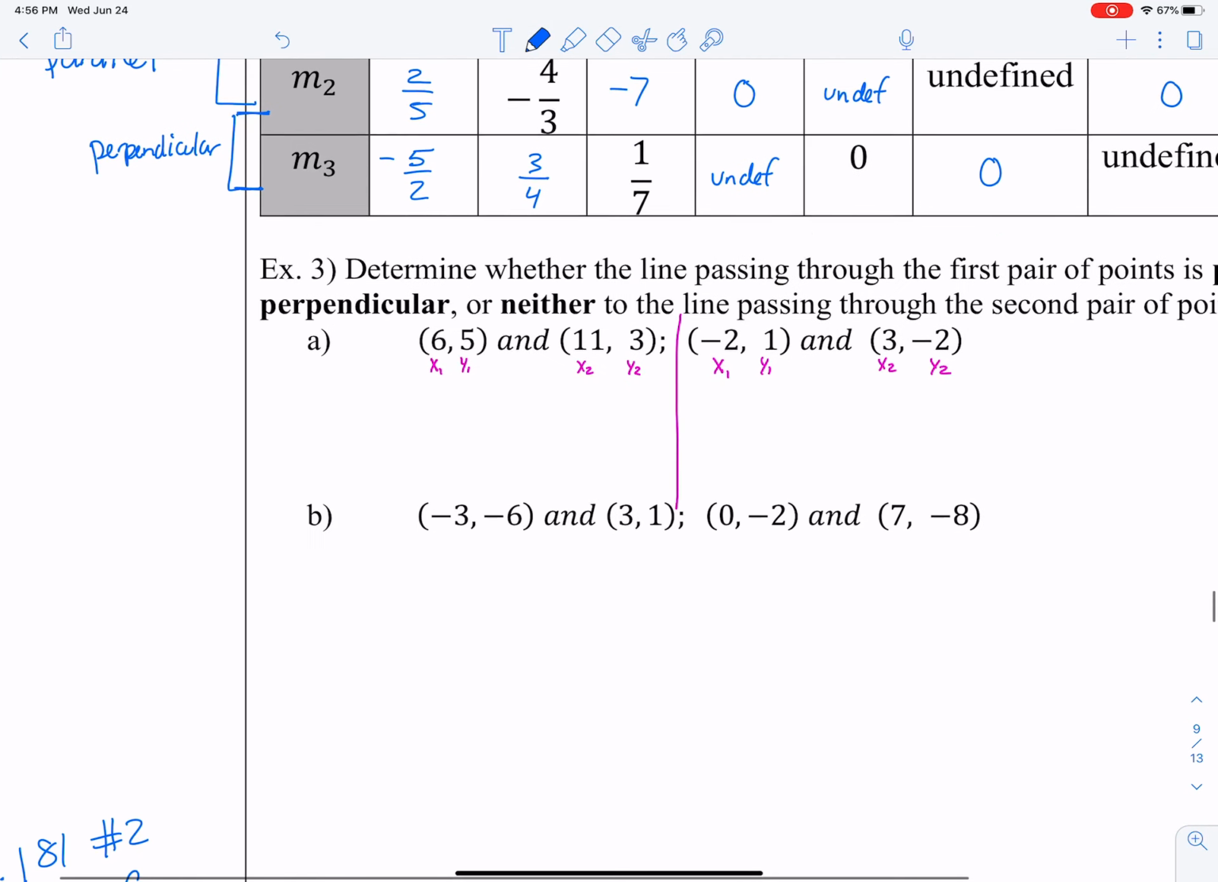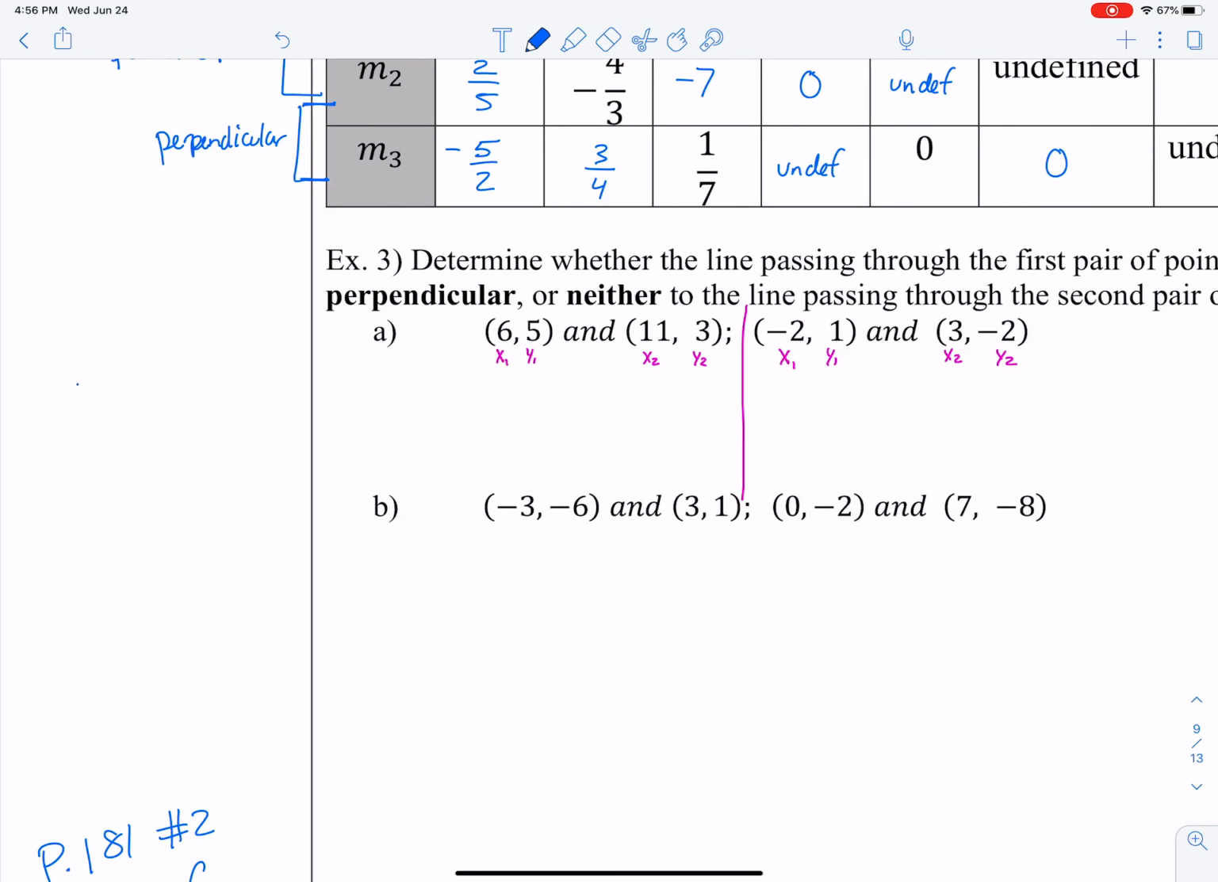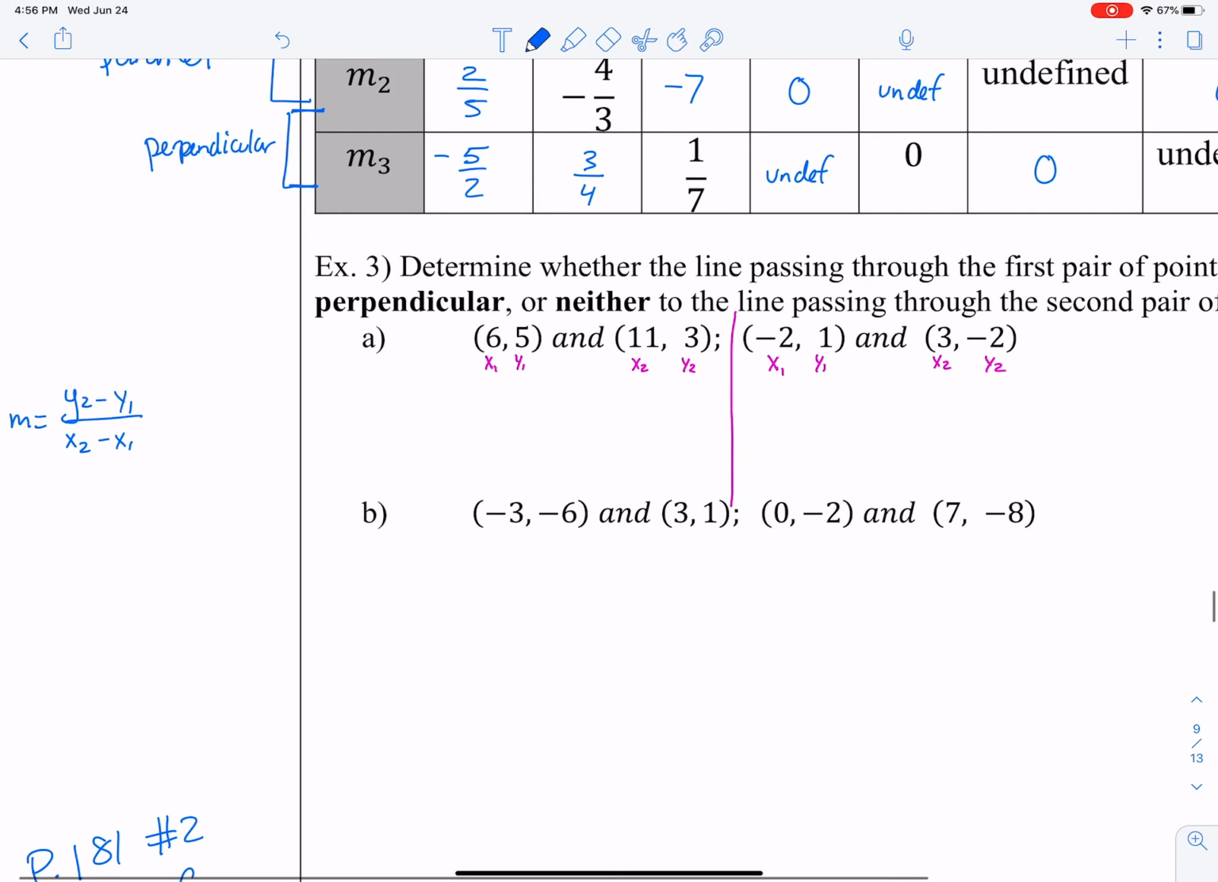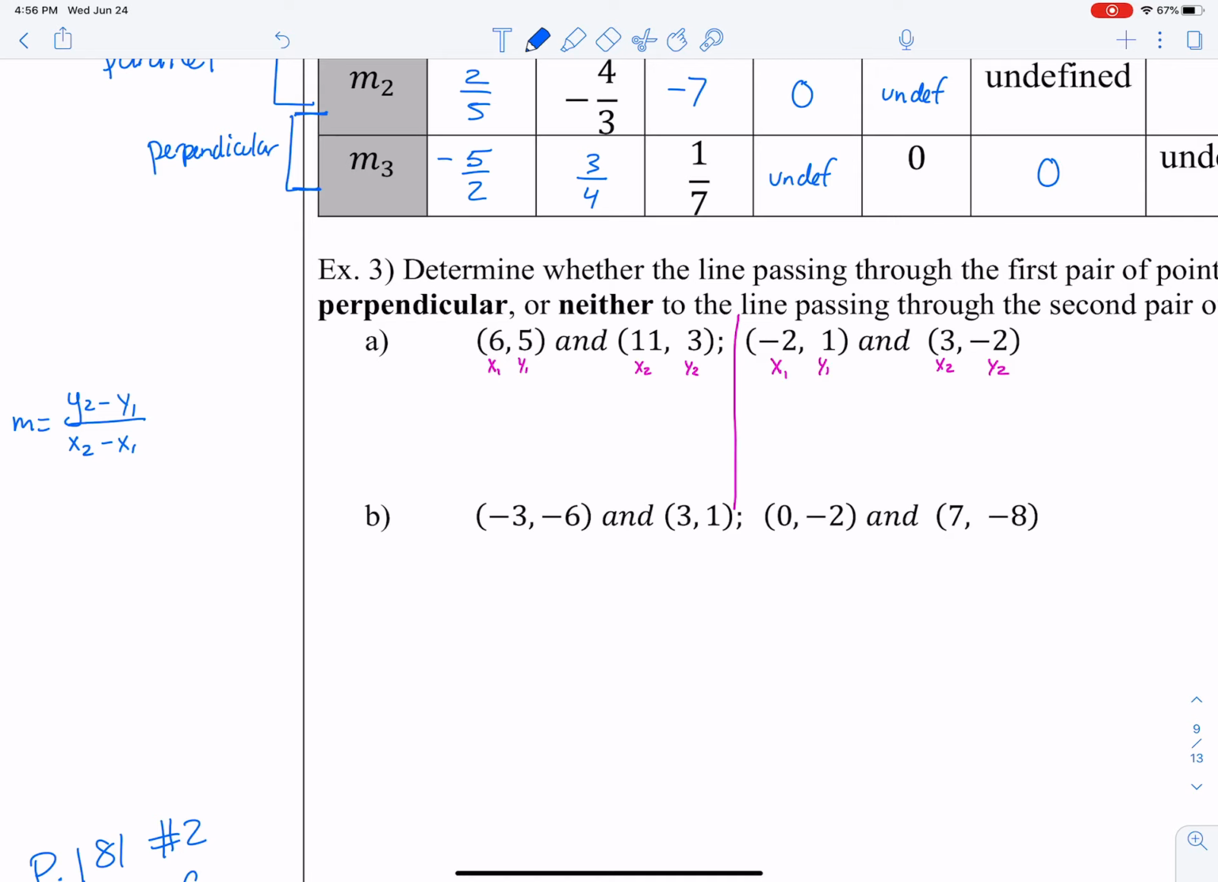So for both cases, we're using our slope formula. y2 minus y1 over x2 minus x1. So that's our formula, so I don't have to write the formula a bunch of times. So here I have 3 minus 5 over 11 minus 6. And that gives us, when we do that, negative 2 over 5. So that's what I have on this side.